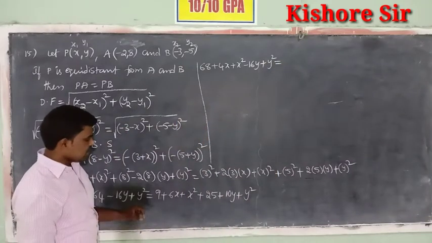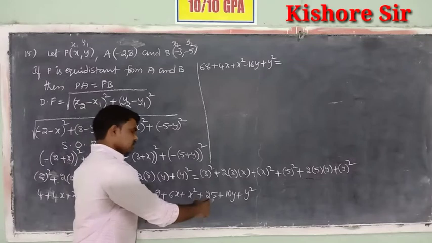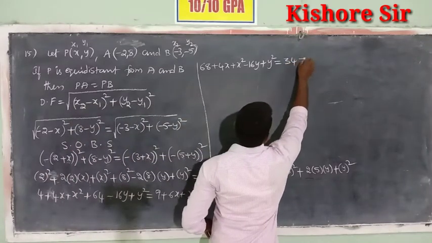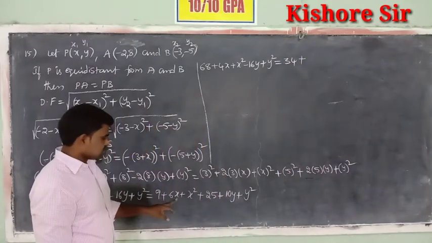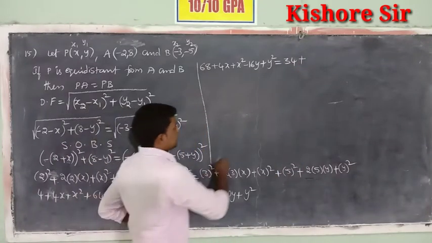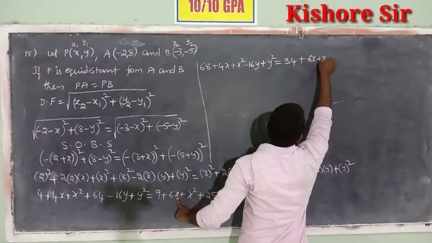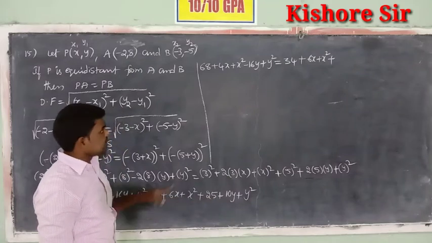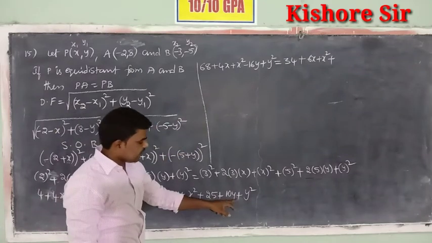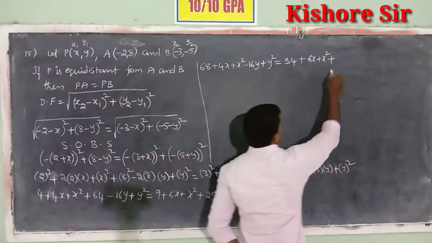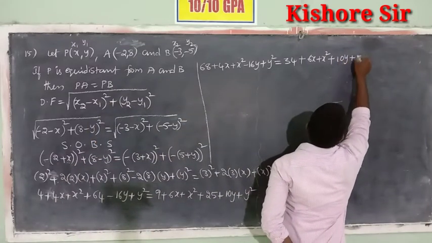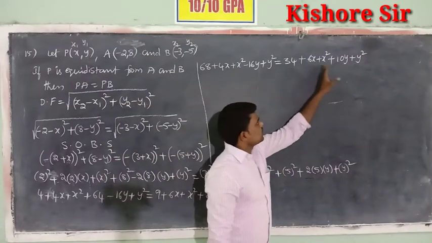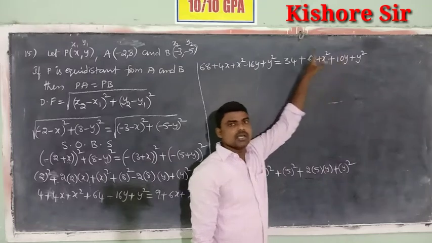Next RHS, add constant terms. 9 plus 25, that is plus 34. Next 6x plus x square. Next 10y plus y square. Okay, now transpose all these terms from RHS to LHS.